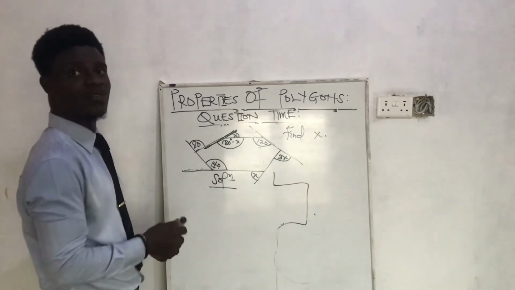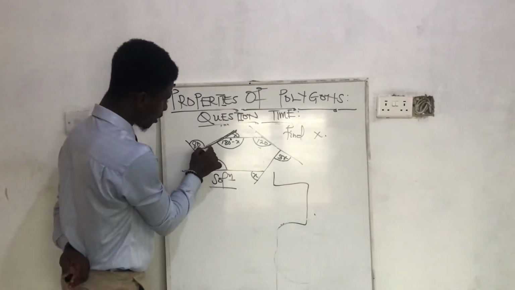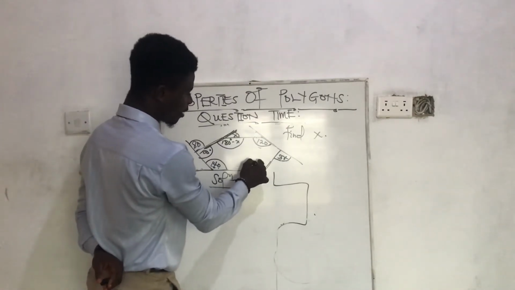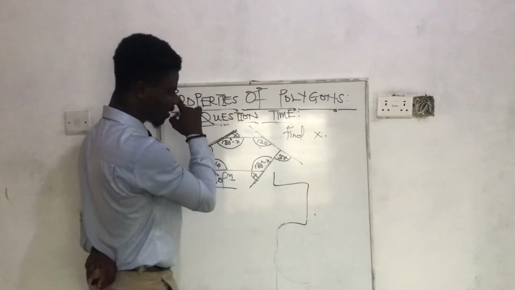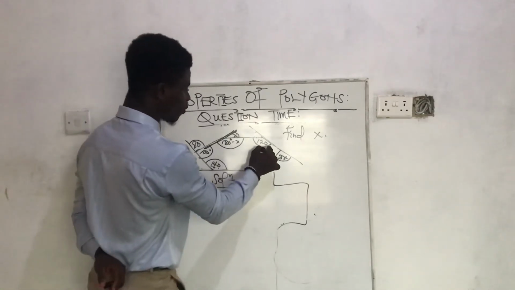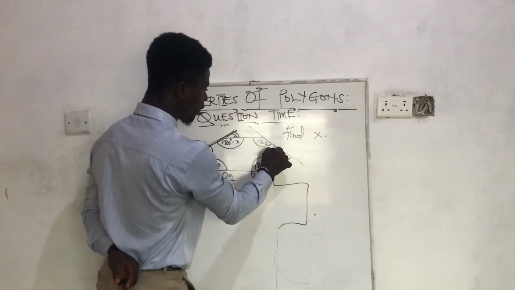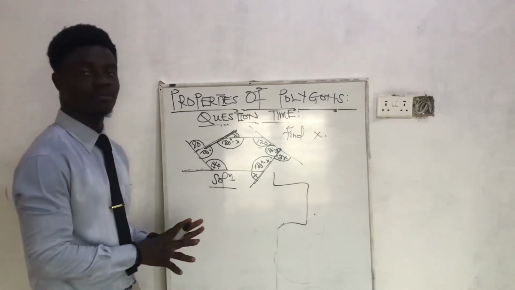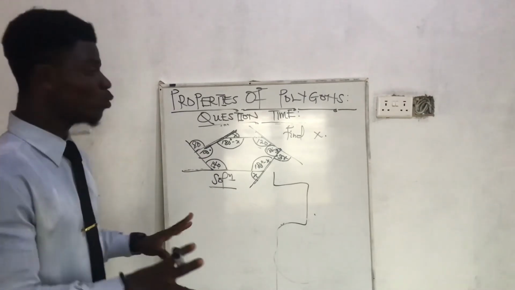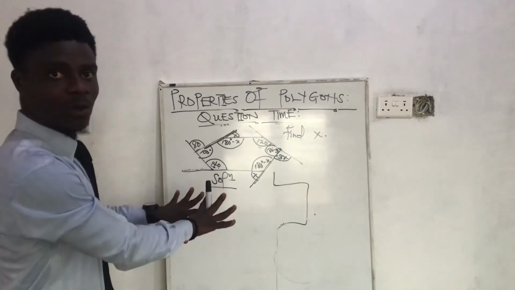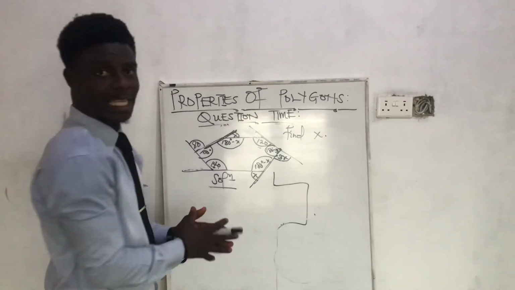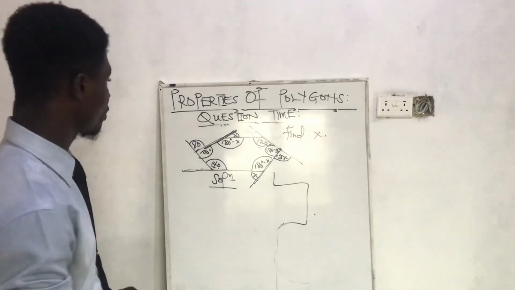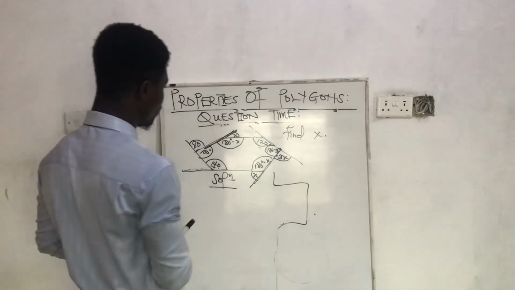Now, when I subtract 80 from 180 degrees, I get here 100 degrees. Then, when I subtract x from 180 degrees, I get what? 180 degrees minus x. Then, when I subtract 3x from 180, I get what? 180 degrees minus 3x. So this is the new way I want to solve this question. I want to focus on the interior angles. At first, we focused on the exterior angles. So now we are focusing inside the polygon, on the interior angles.